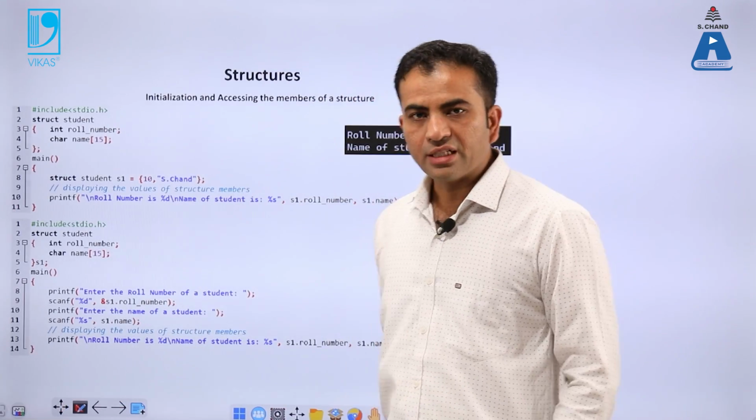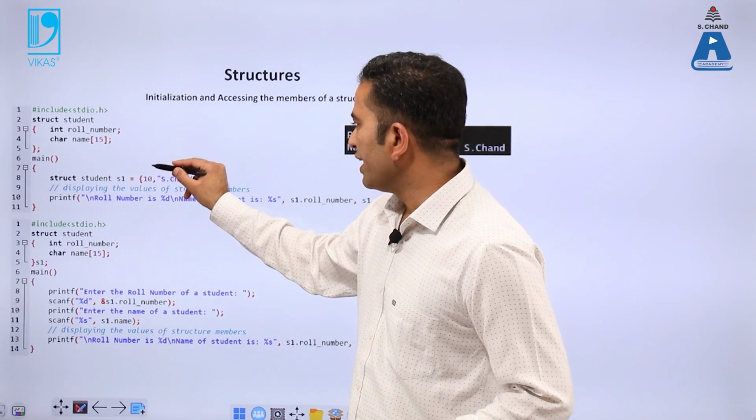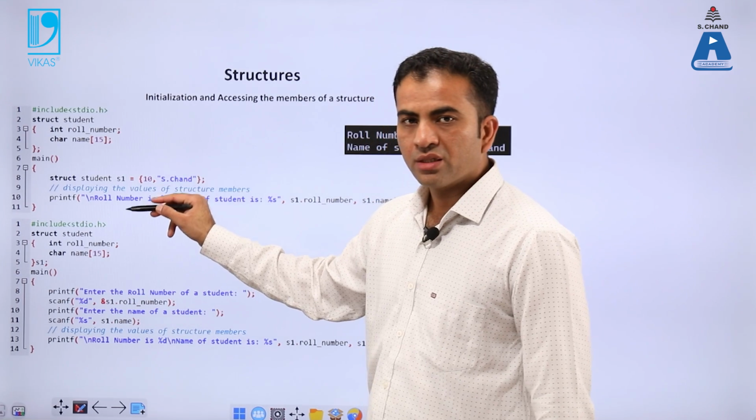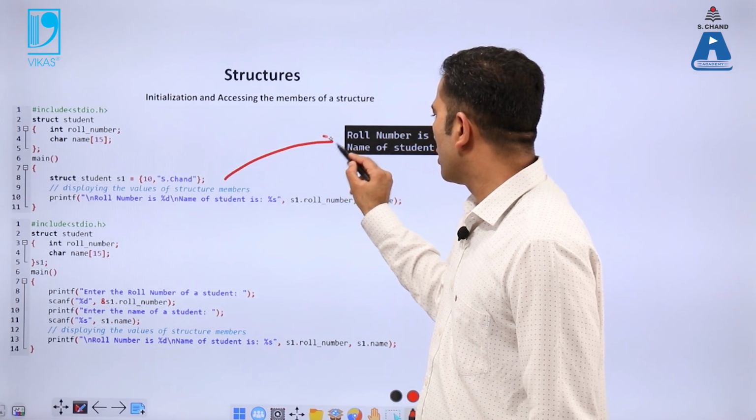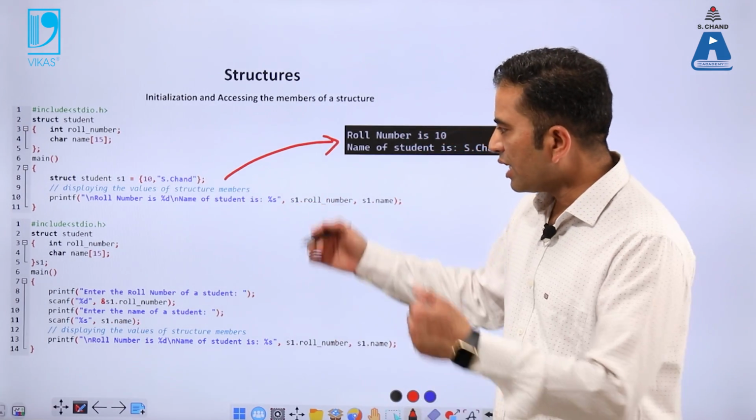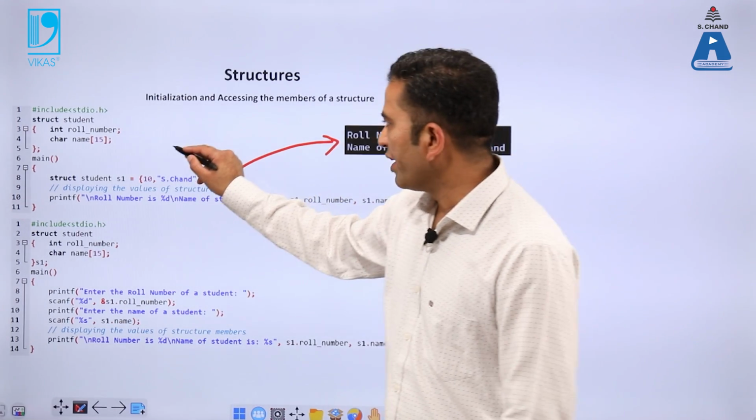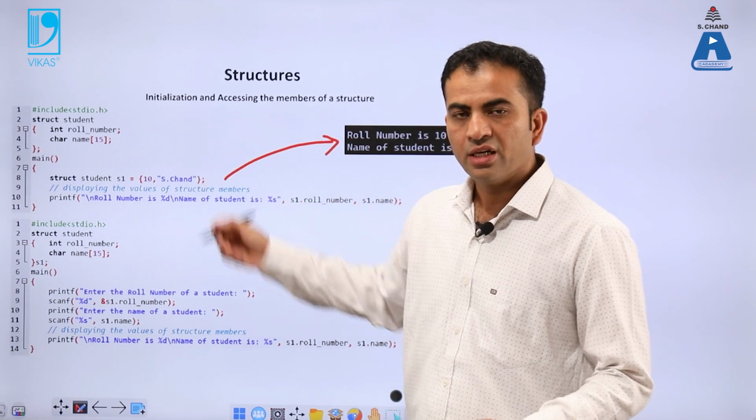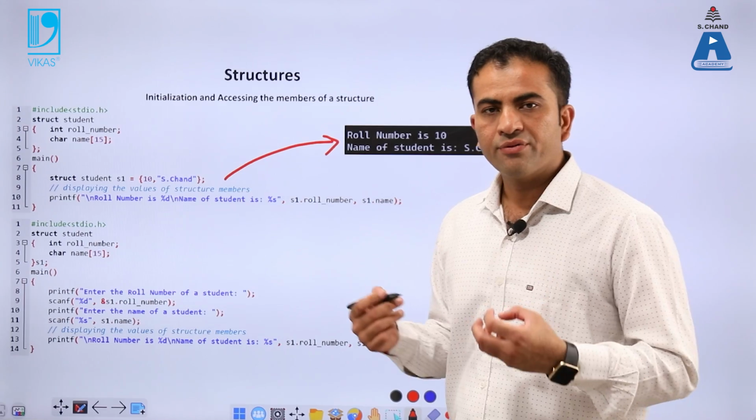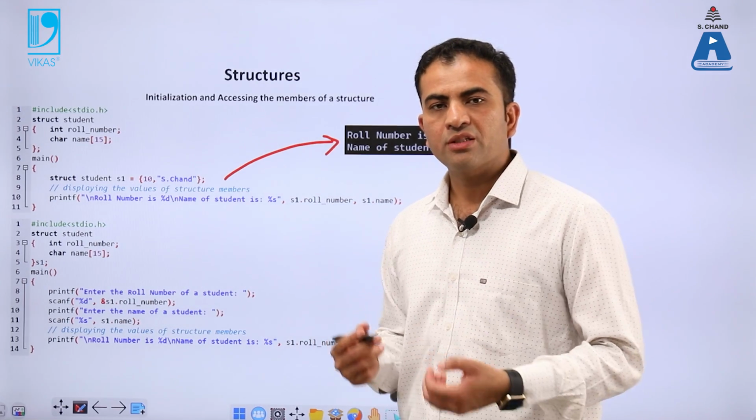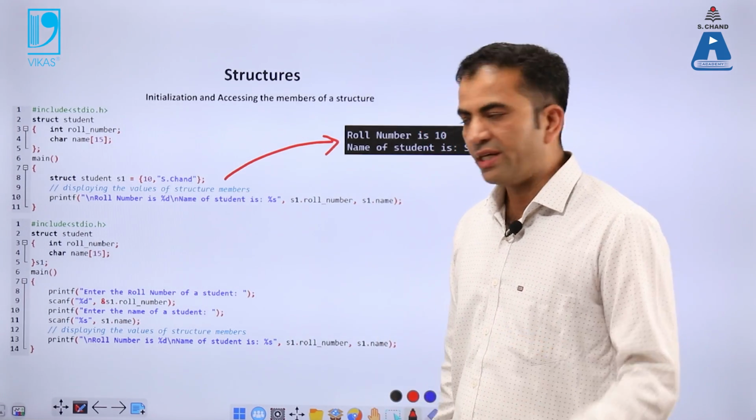Now here is another example. This was the previous example, how to initialize and access the members of the structure. So this is the output of this one. Now this is one way of initialization and accessing. Now another way is, if we want to give the values to the members of a structure from the user or at runtime, how to give it?